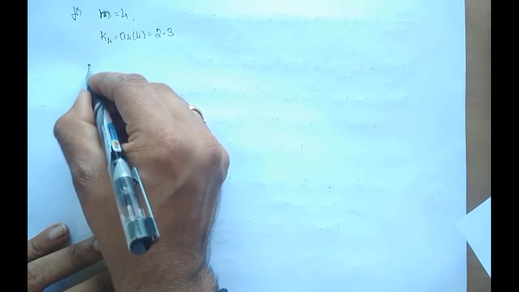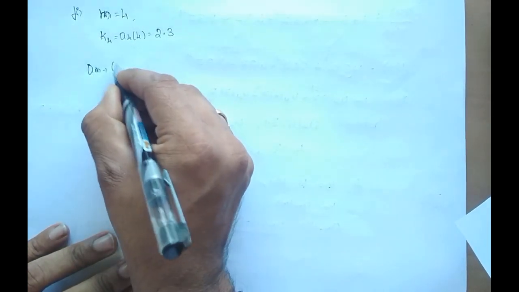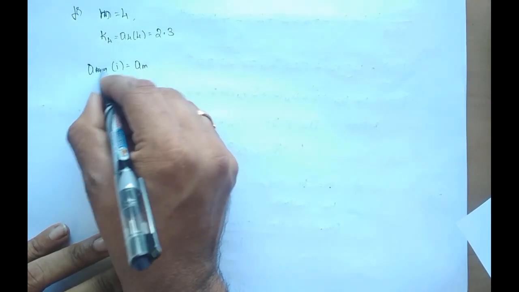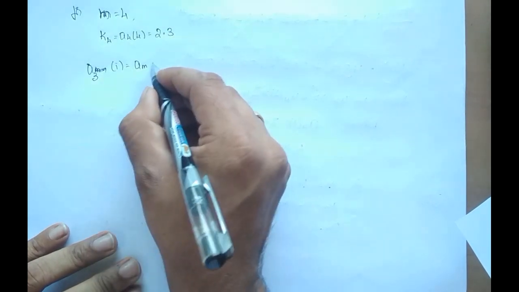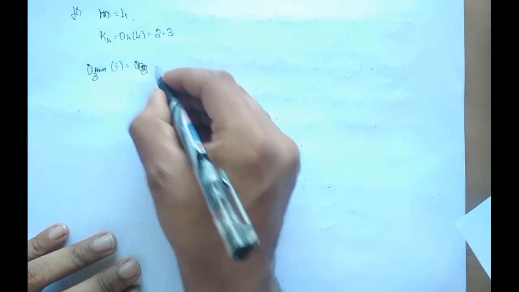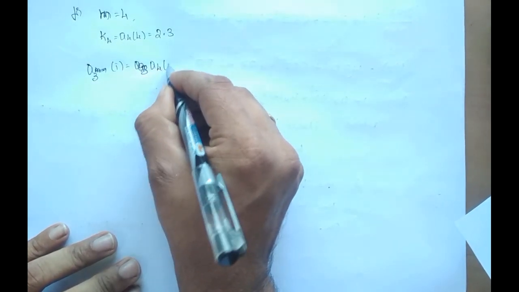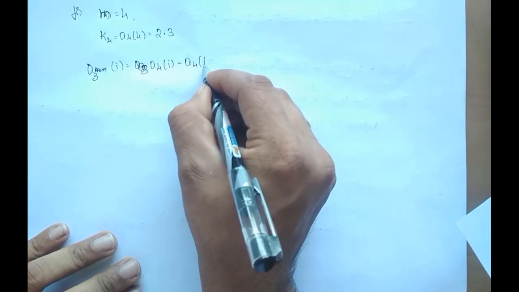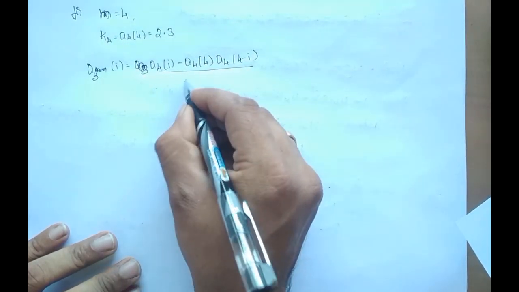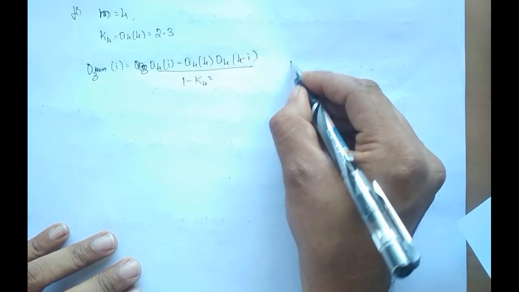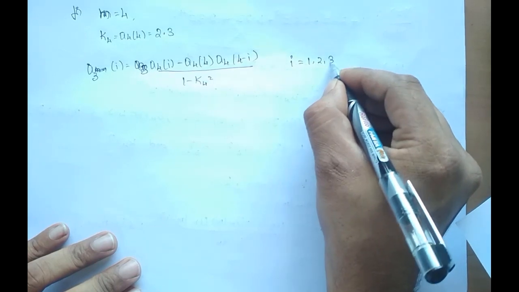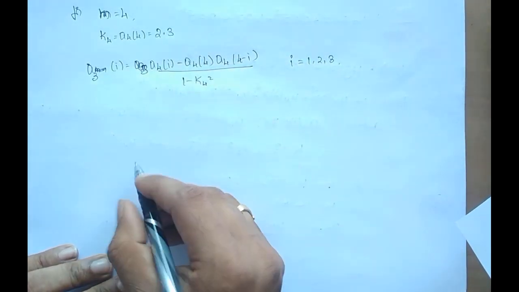Okay, so next is am minus 1 of I is equal to am. Since m is 4 and 4 minus 1 is 3, I'll write it as a3 of I is equal to a4 of I minus a4 of 4 into a4 of 4 minus I, whole divided by 1 minus k4 square, and I is taking the value 1 to m minus 1, which is 1, 2, 3. 4 minus 1 is 3, so I takes totally 3 values, right?